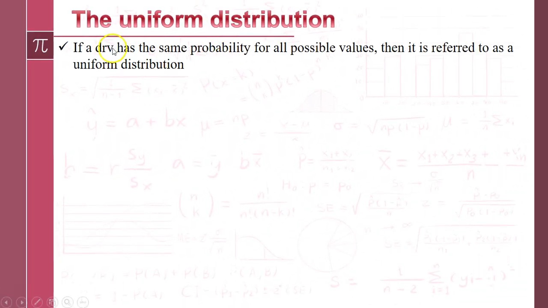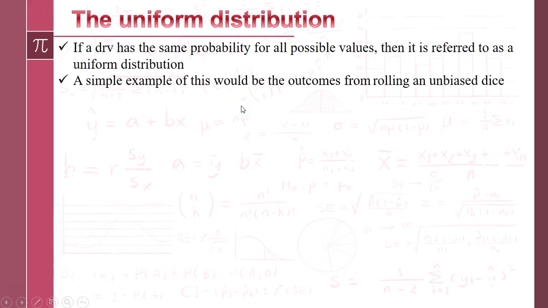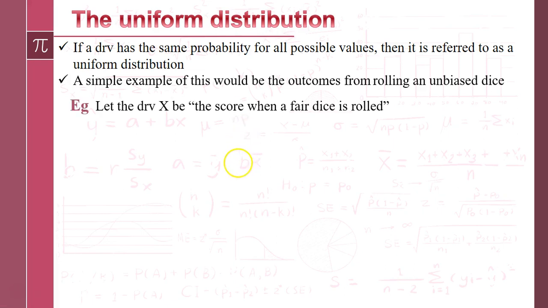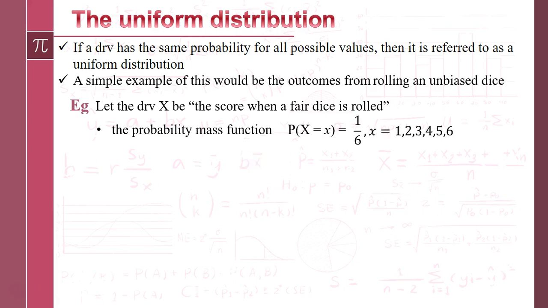Okay, so if a DRV, discrete random variable, has the same probability for all possible values, then it's uniform, which kind of makes sense. A simple example of that would be what happens when you roll an unbiased dice. If we let the DRV X be the score when a fair dice is rolled, our probability mass function, the probability that X equals x, would be 1/6 for all possible values.